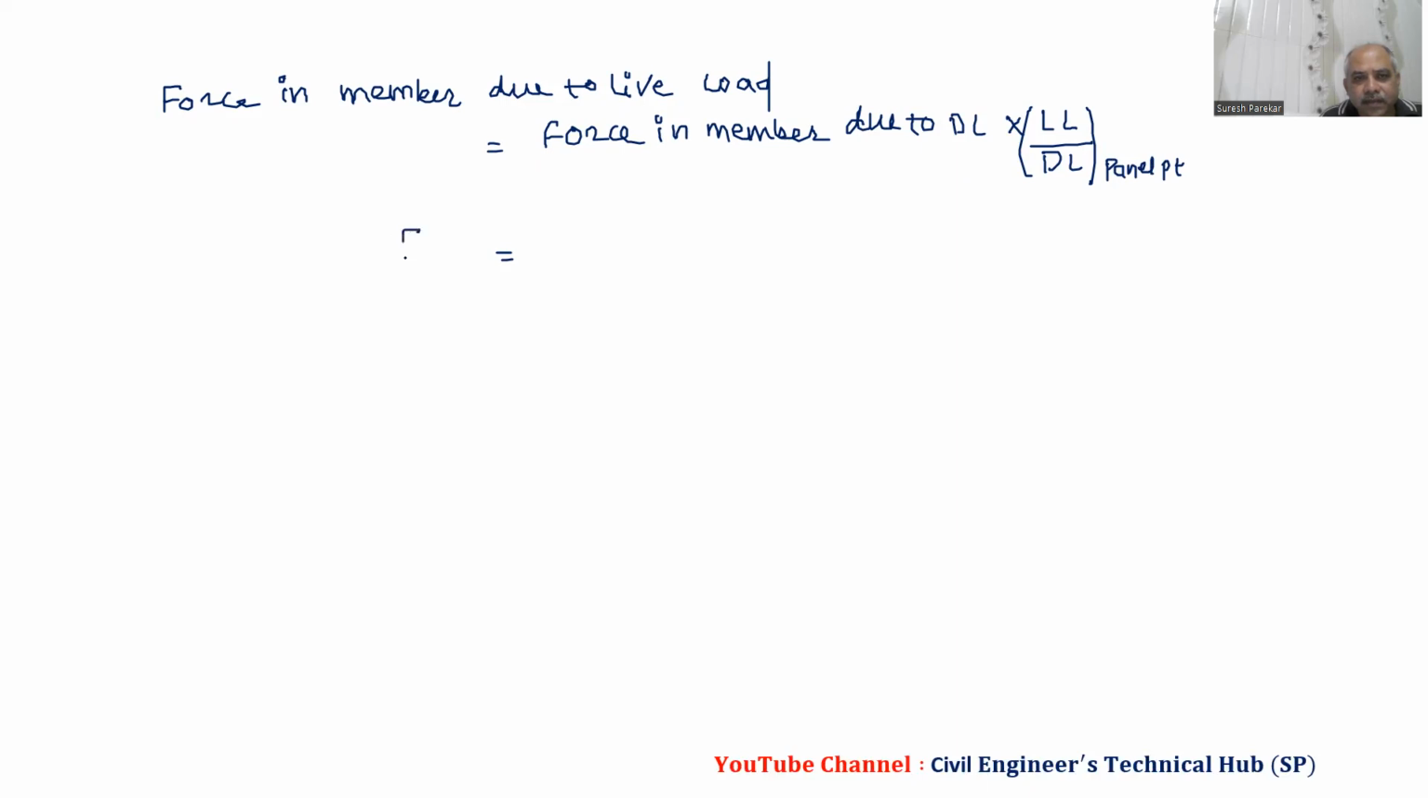So now we have force in member FL8U7, and that is equal to 35.57 multiplied by 3.59 upon 2.92, and we have this value equal to 43.73 kilonewton, and that is compression.